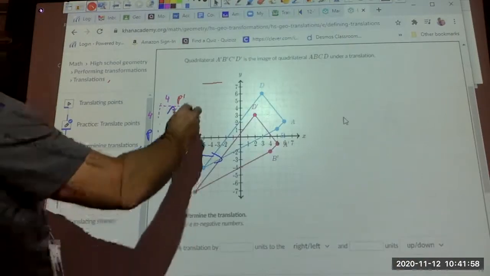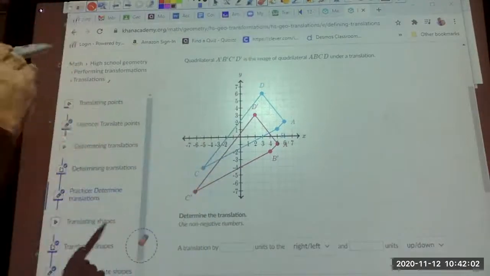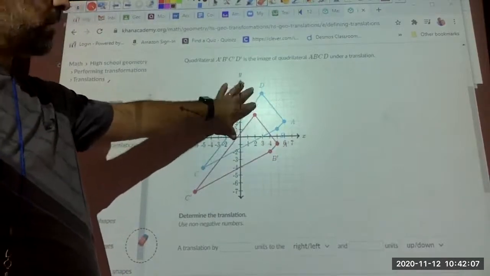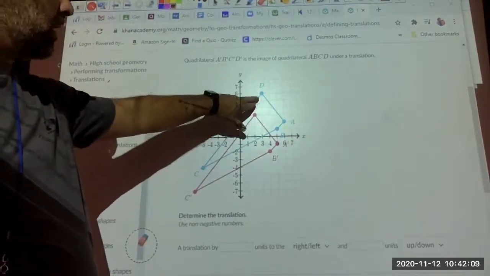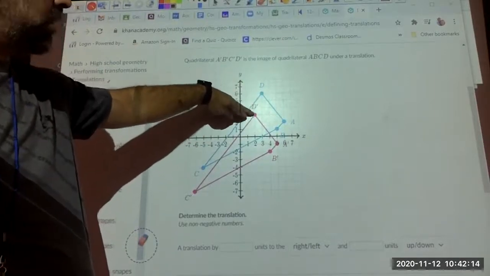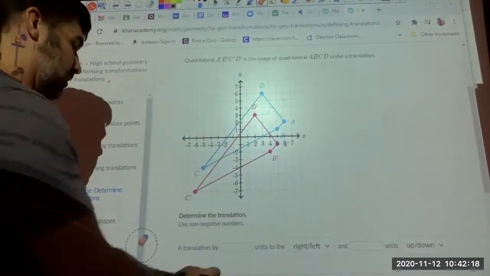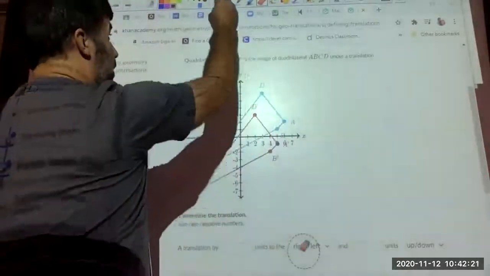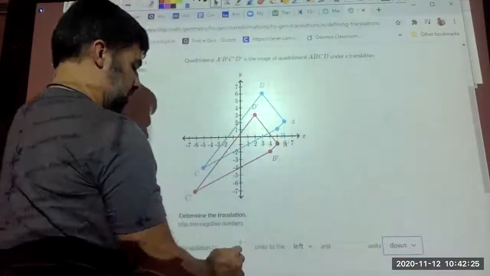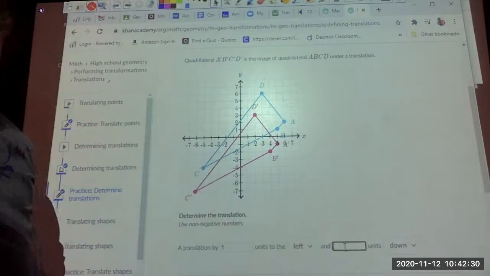Now here's another one of those. Make sure you go A to A prime, or if you want to go D to D prime, they're the same thing. So in this case, from D to D prime, left 1, down 1, 2, 3 is what you would put there. So left 1, down 3. So we're going left 1 and 3 down.